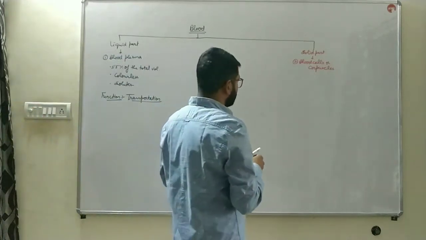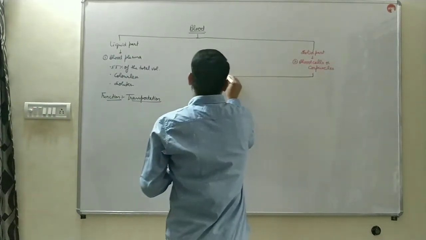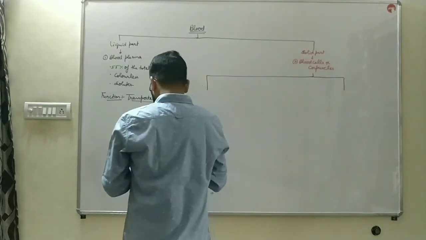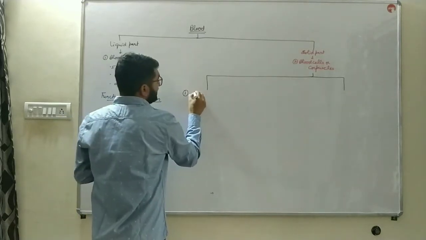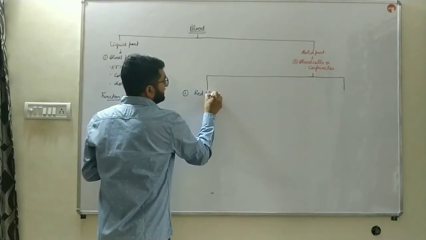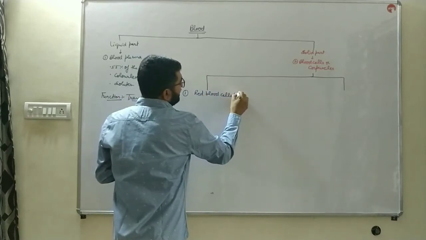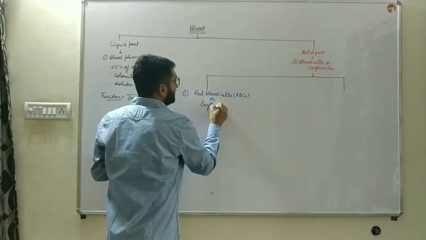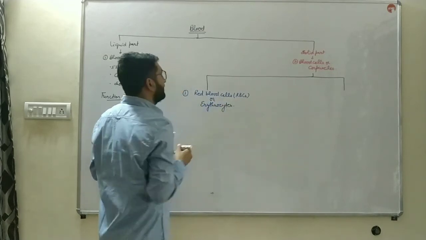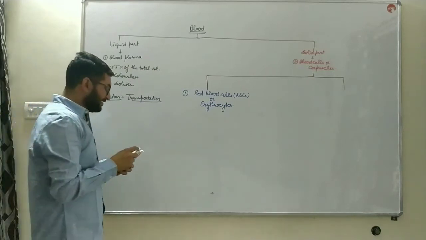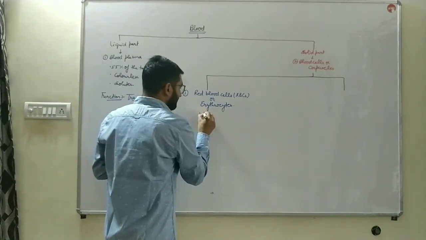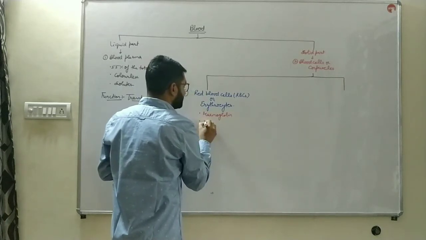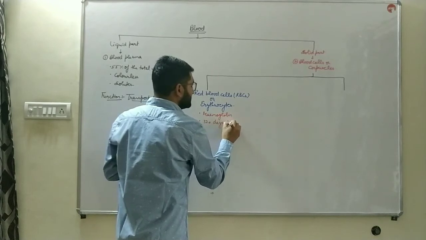Next, the blood cells. The blood cells are of three types. First one is red blood cells, abbreviated as RBCs or erythrocytes. RBCs are red in color because they have a red color pigment known as hemoglobin. Their lifespan is approximately 120 days.